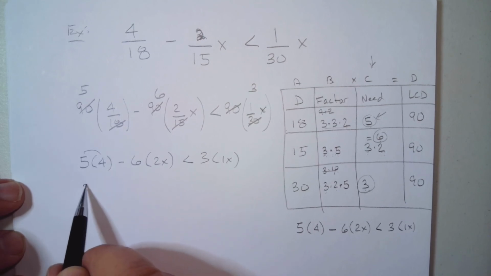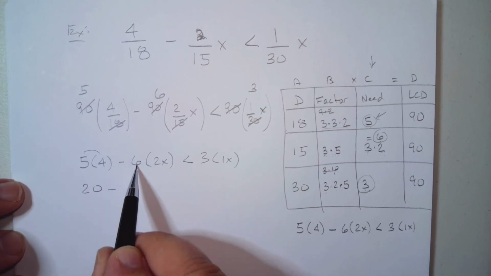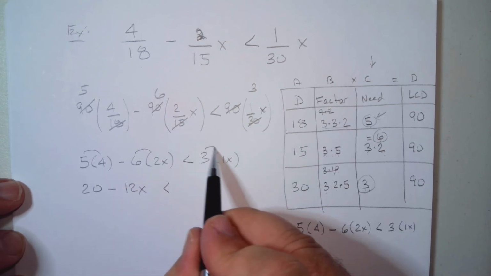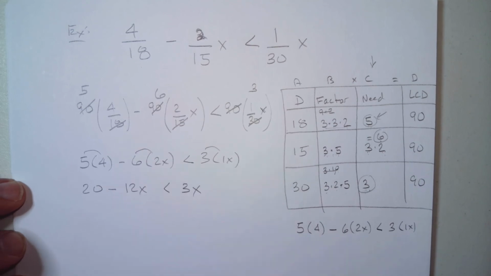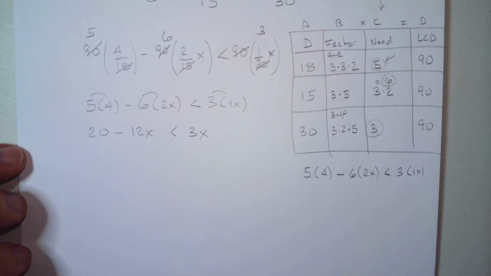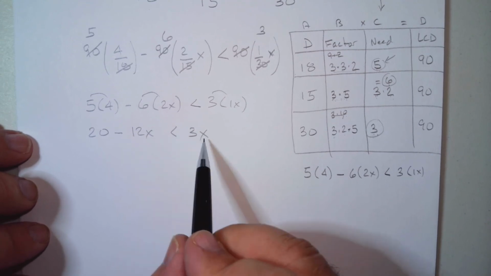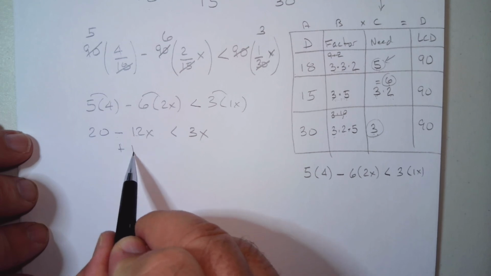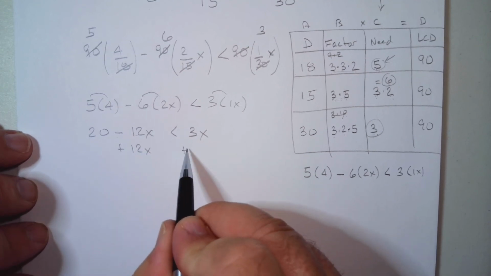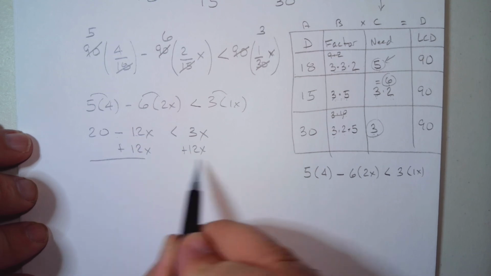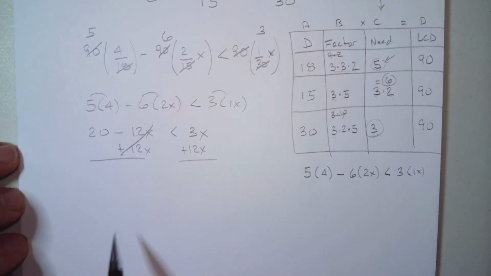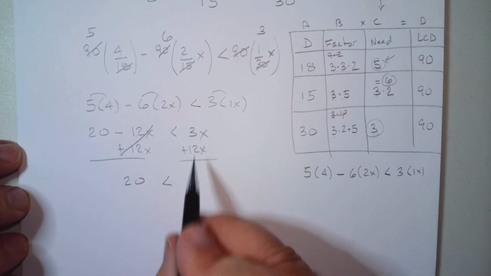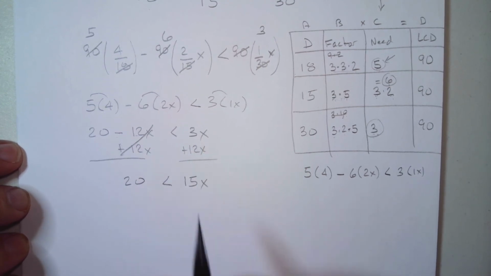Multiply to get rid of the parentheses. 5 times 4 is 20, minus 6 times 2 is 12x, less than 3 times 1 is 3x. Now we solve. Move the smaller x to the larger. Negative 12 is smaller than 3. So we add 12x to both sides. So the 12s cancel. 20 is less than 12 plus 3 is 15x.